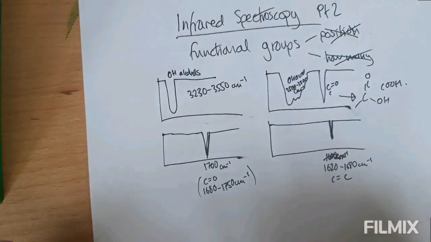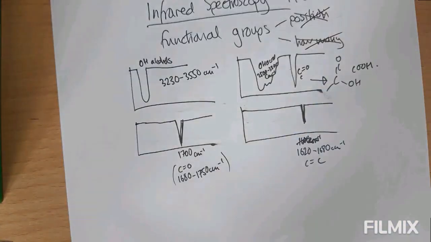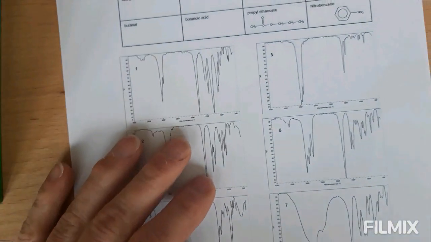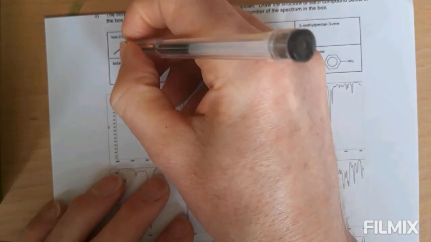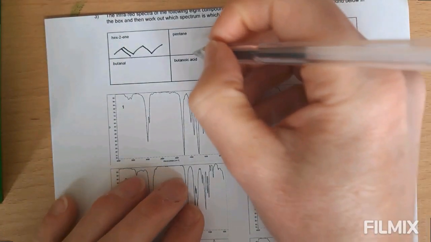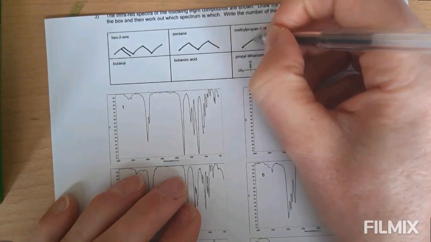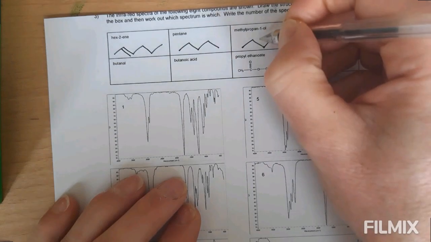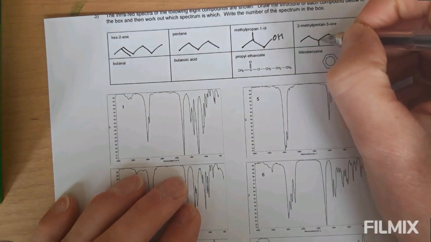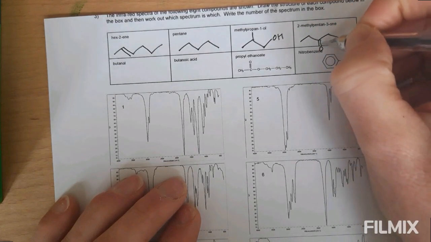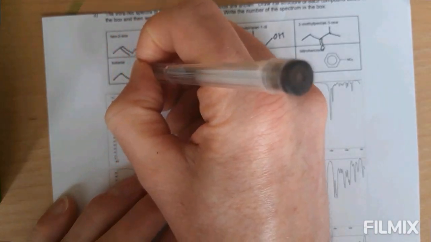All right, let's have a look at the questions which are here. Okay, so what have I got? I've got hex-2-ene, 1, 2, 3, 4, 5, 6. I've got pentane, 1, 2, 3, 4, 5. I've got methylpropan-1-ol, propan-1-ol with an ol on the end, methylpropan-1-ol. Pentan-3-one, 1, 2, 3, 4, 5, so a ketone in position number 3. 2-methylbutanal, 1, 2, 3, 4.